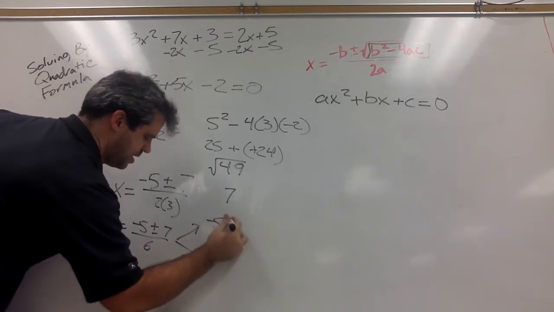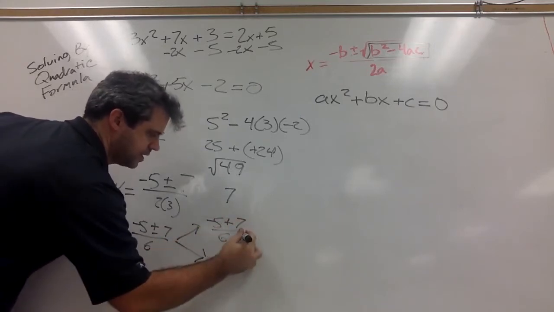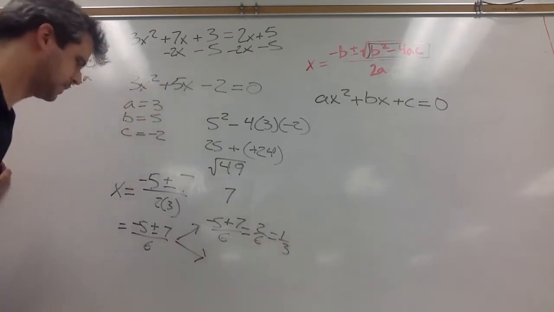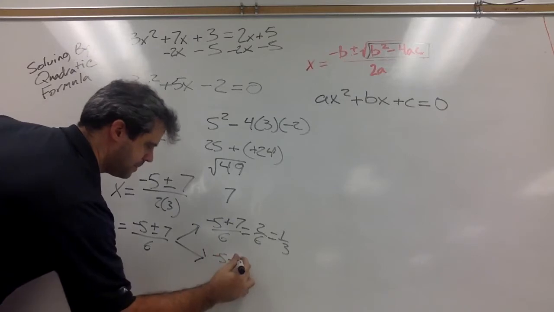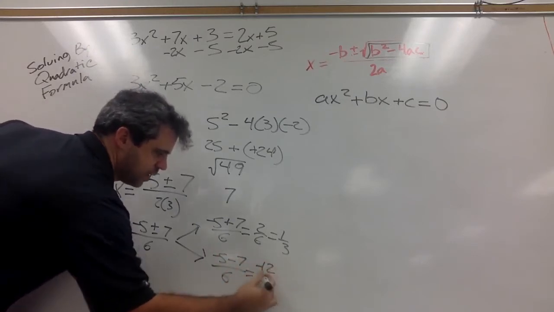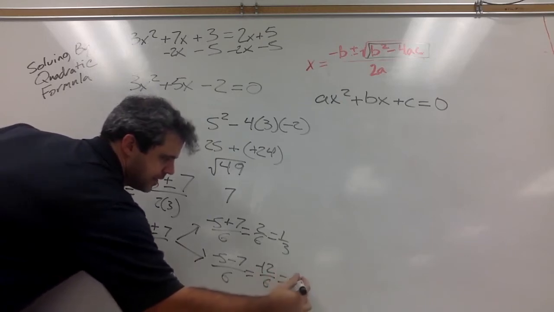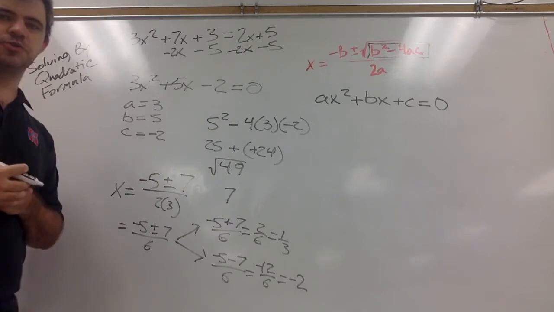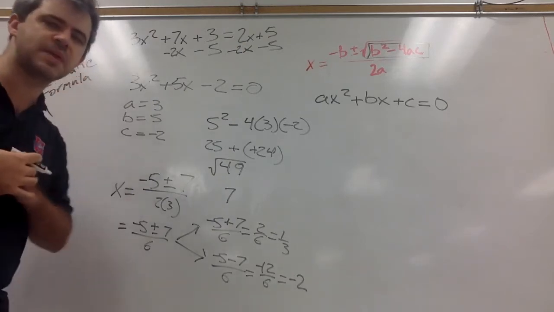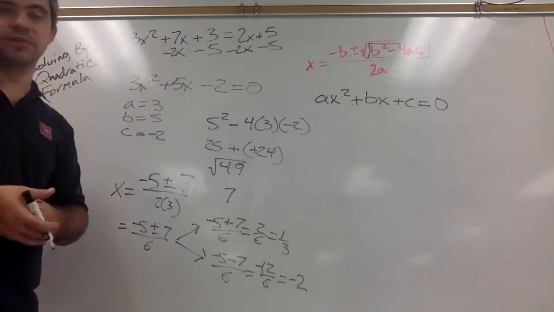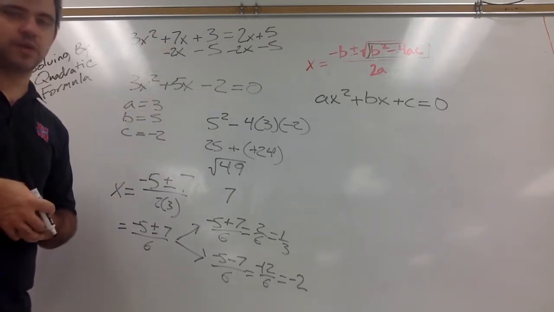Negative 5 plus 7 over 6. It's 2/6 or 1/3. Negative 5 minus 7 over 6. So this is negative 12 over 6, which is negative 2. So those are our 2 solutions. Our solutions won't usually be that pretty, but in this case, they are. This is something we could have done by factoring if we had wanted to.